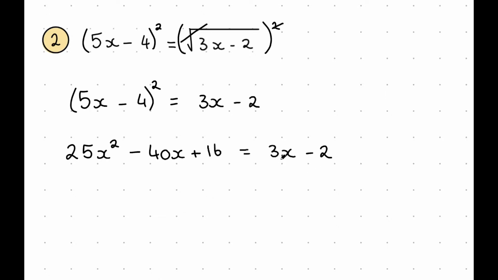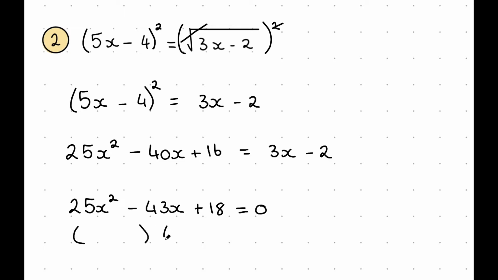Now what I'm going to do here is bring everything over to one side, and how I know I need to do that is because this is lining up to look like a quadratic, and if it's a quadratic we usually want it to equal 0 so we can solve it. So if I subtract 3x from both sides, I'll be left with 25x squared minus 43x plus 16, and I'm going to actually add the 2 to this side as well, so 16 plus 2 gives me 18. And now it's all equal to 0, and I can solve that as a quadratic.